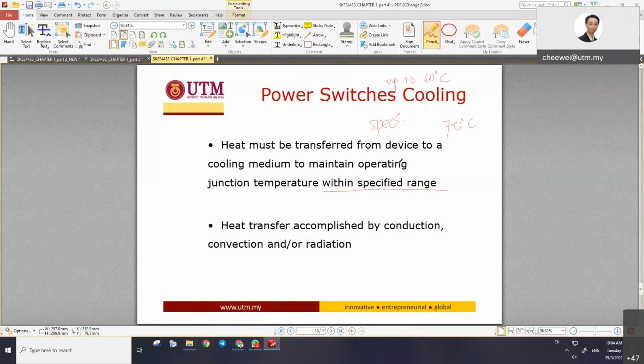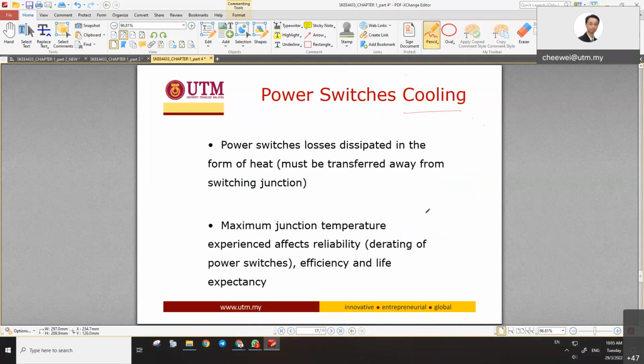Okay, so maintaining the temperature within the specification is important to ensure that the life of the device is prolonged. Otherwise, you will need to replace or buy a new switch from time to time.